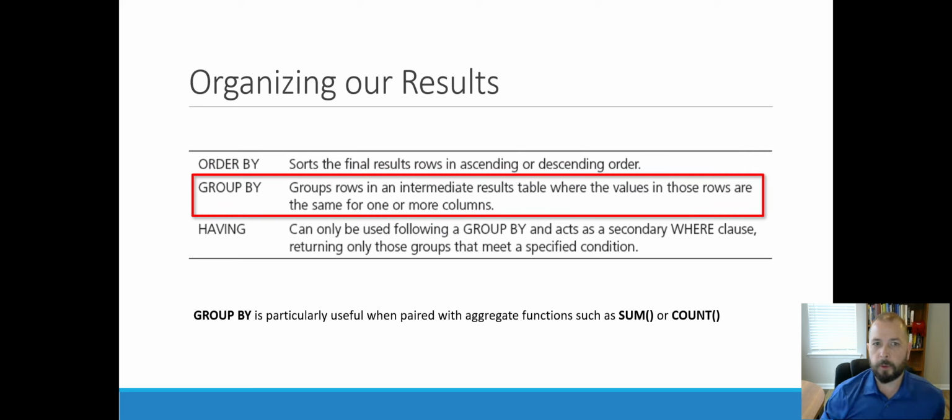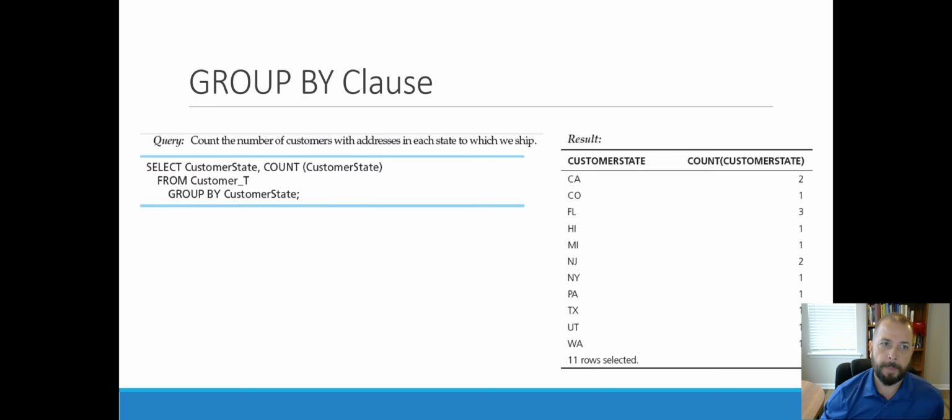Group by groups the rows in an intermediate resulting table where the values in those rows are the same for one or more of those columns. Group by can be helpful, especially when we start using these aggregate functions. I'll talk more about functions in an upcoming video, but there are some functions that you can use within SQL, like sum or count, which counts up the values that are in a column. And so group by can be particularly helpful when doing that, and that's what we'll look at.